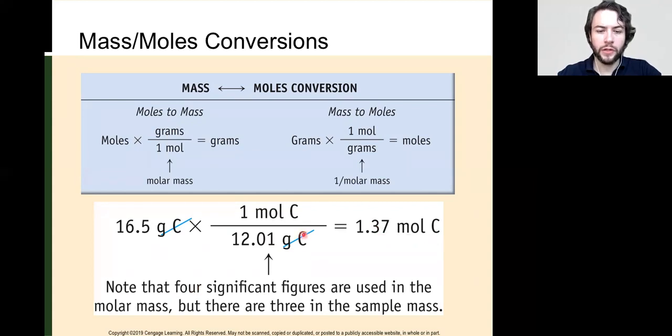So make sure you always check your significant figures. For example, this 1 and this 12.01 are what are known as perfect numbers, so they don't affect the significant figures in your answer. Only this number, which would be given to you or measured experimentally, is useful in determining significant figures. Note that 4 significant figures are used in the molar mass, but there are 3 in the sample mass. So you use the lowest number of significant figures, which is 3. So that's 1.37 moles of carbon.